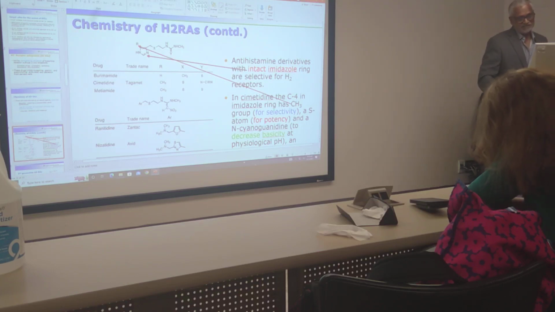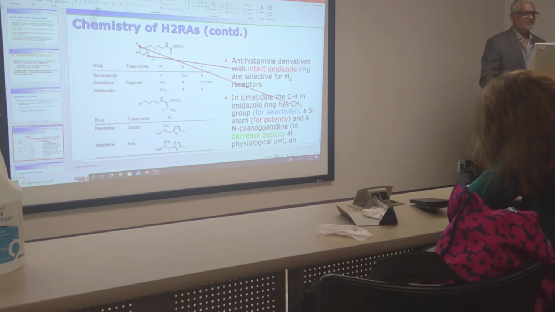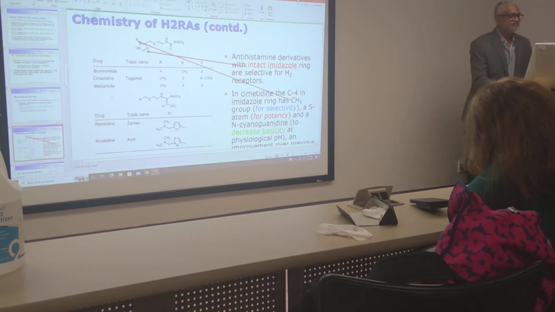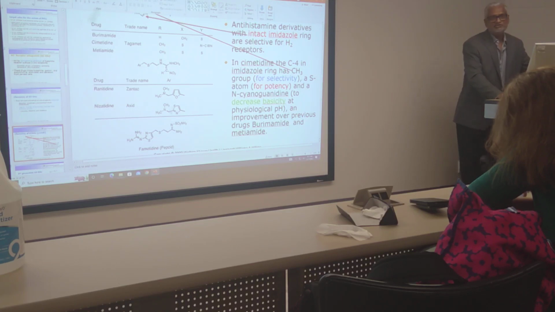And they decreased the basicity by adding the cyanoguanidine group into the Y here. So attaching the cyanoguanidine made the compound decrease its basicity. Okay? Those modifications led to the production of second generation H2RAs such as ranitidine, nizatidine, and in the case of famotidine, there are more modifications. They replaced the imidazole ring with heteroatomic ring structures.